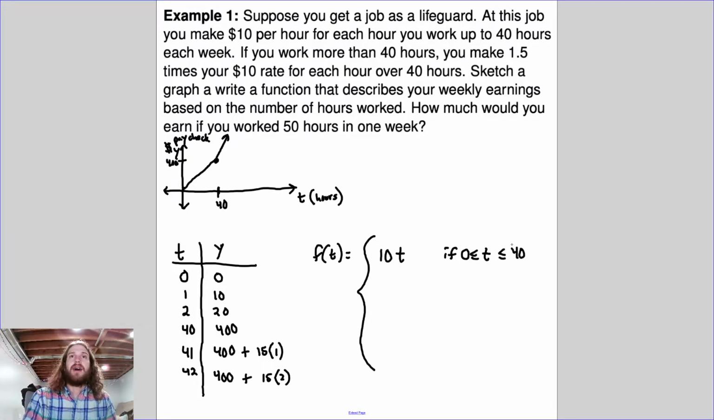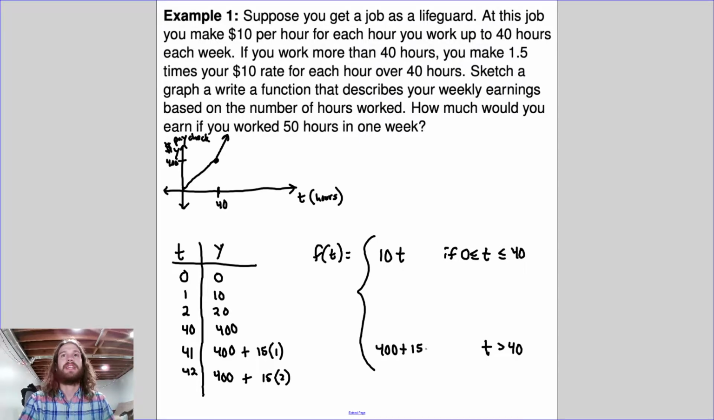Now, what does it look like after that point? Well, this gets a little bit challenging. If t is bigger than 40, how much are we getting paid? For every hour we work, we're getting paid $15, time and a half, or you could say 1.5 times 10. So what does the function look like? It's going to look like 400 plus, because we're getting paid 400 regardless for that first 40 hours. So it's 400 plus $15 for every hour you work.